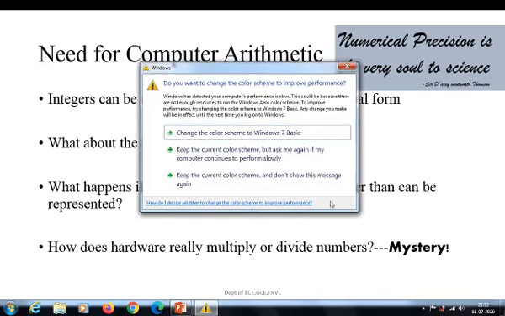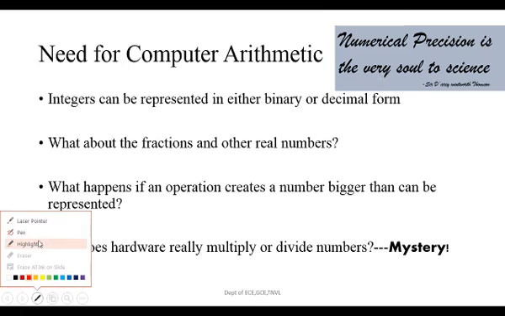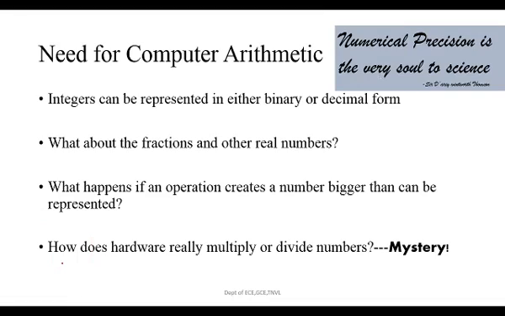So if you see this quote, that is, the numerical precision is the very soul to science. So this quote speaks about this unit. So if you want to represent a number, the precision is matter. So precision in the sense we want to represent the number as much as accurate as possible.